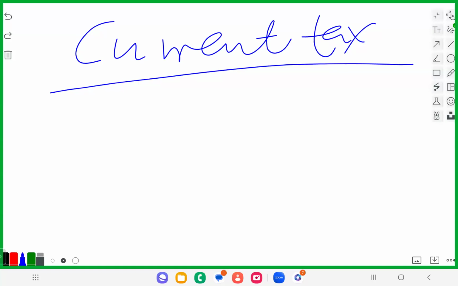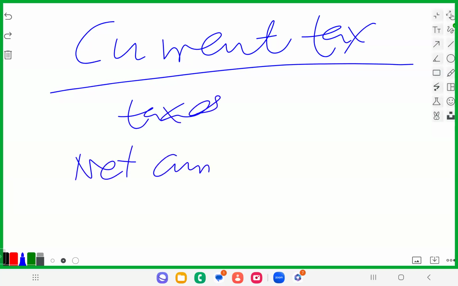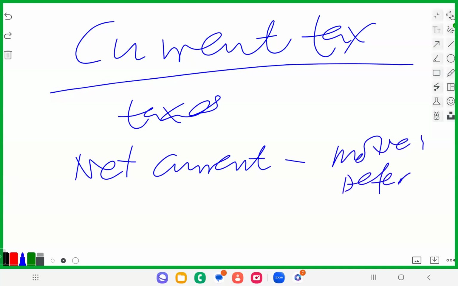Now, if the current tax is on the debit side, please get this message. If the current tax is on the debit side, then you understand that there was an under provision. There are under provisions on the taxes, and the opposite is true. So therefore, the tax expense that you're going to report will actually be net current tax minus the movements in deferred tax. I've talked about the movements in deferred tax, how to make adjustments here.